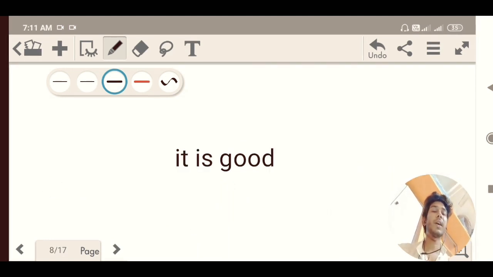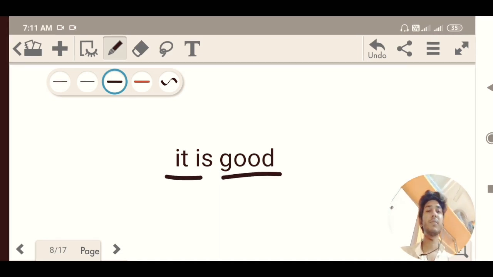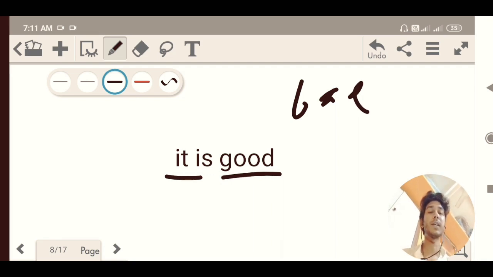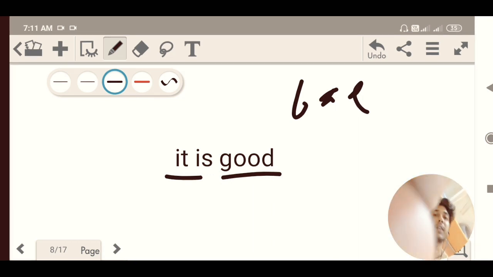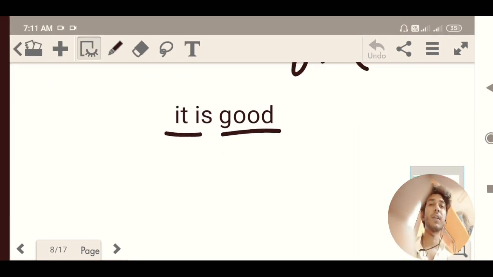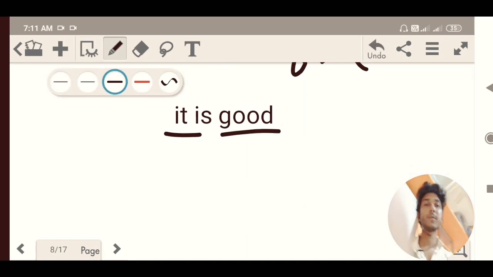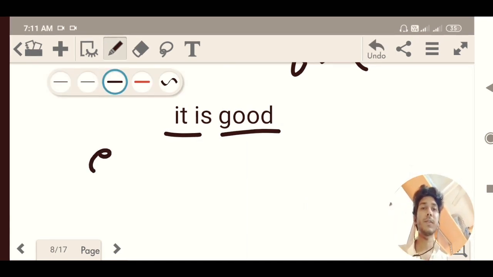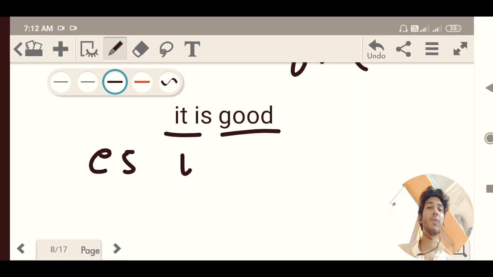Now we have a new word that is most common: good. It is a word that is most commonly used in a language. We are going to deal with words like good or bad. First we will deal with these sentences. The word that stands for "it is" we have already seen, that is es. And for good, the word is bueno.